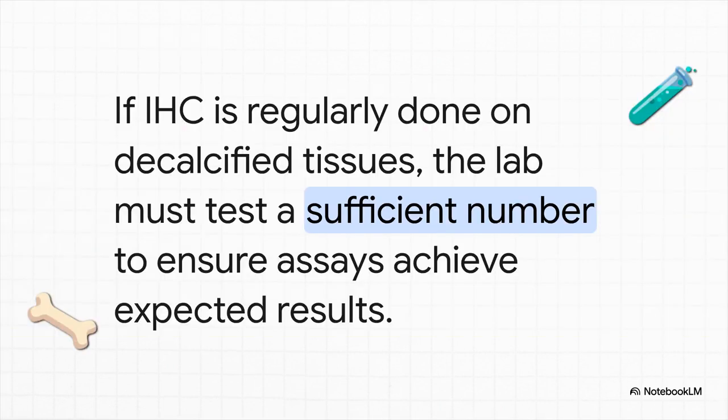And it's the same exact principle for decalcified tissues, like bone marrow biopsies. The acids used in decalcification can be really harsh. They can destroy the epitopes your antibodies are trying to find. So if your lab works with these specimens a lot, it's on you to prove that your key markers still work reliably after that process.